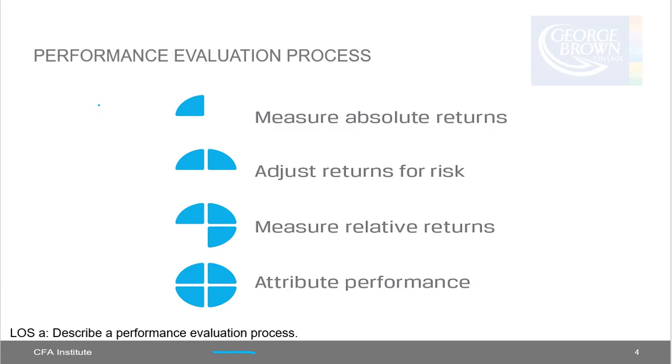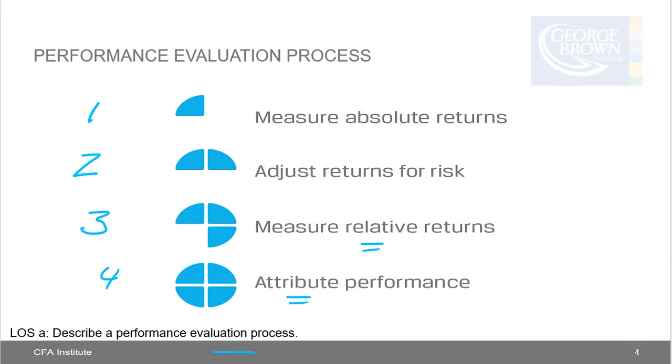Learning outcome statement A is describe a performance evaluation process. So you can see there's a 4-step process here. Step number 1, measure absolute returns. Step number 2, adjust the returns for risk. Step number 3, measure relative returns. And then step number 4 is the attribution, where you attribute the performance.